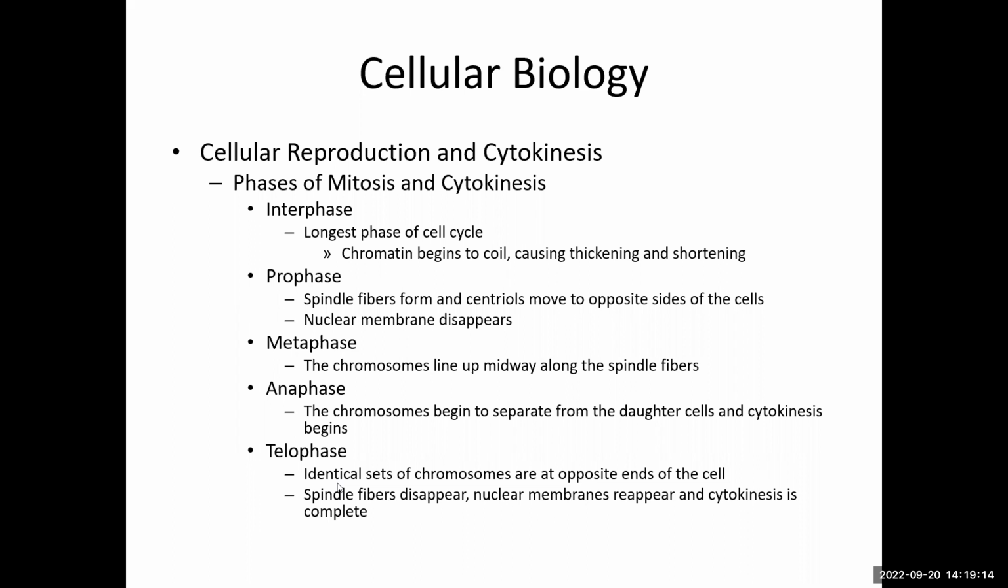Once anaphase is complete, we have 2 identical sets of chromosomes on opposite sides. We're going to start going through the replication cycles. The spindle fibers are going to start to disappear. We're going to start to rebuild that nuclear membrane, and cytokinesis is going to be complete, where we basically come in and split the 2 daughter cells. Now we have 2 cells that are genetically identical.